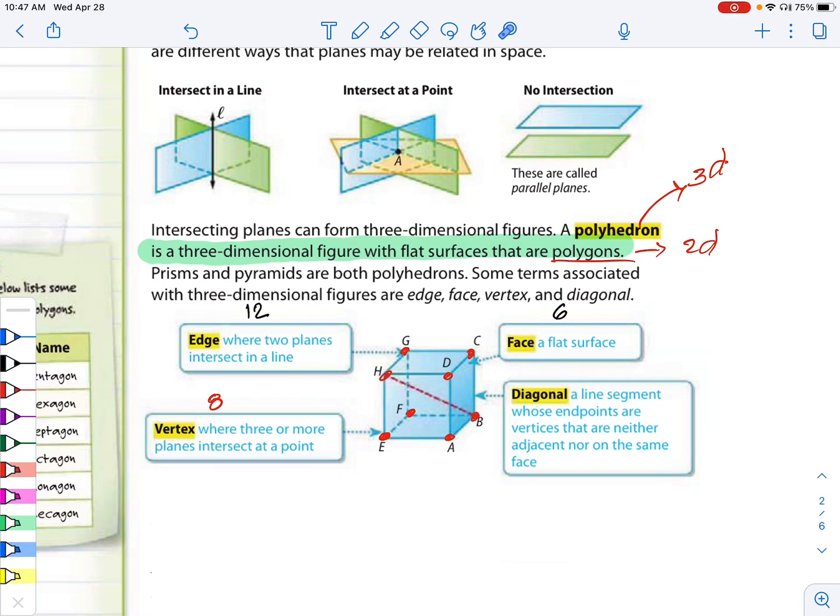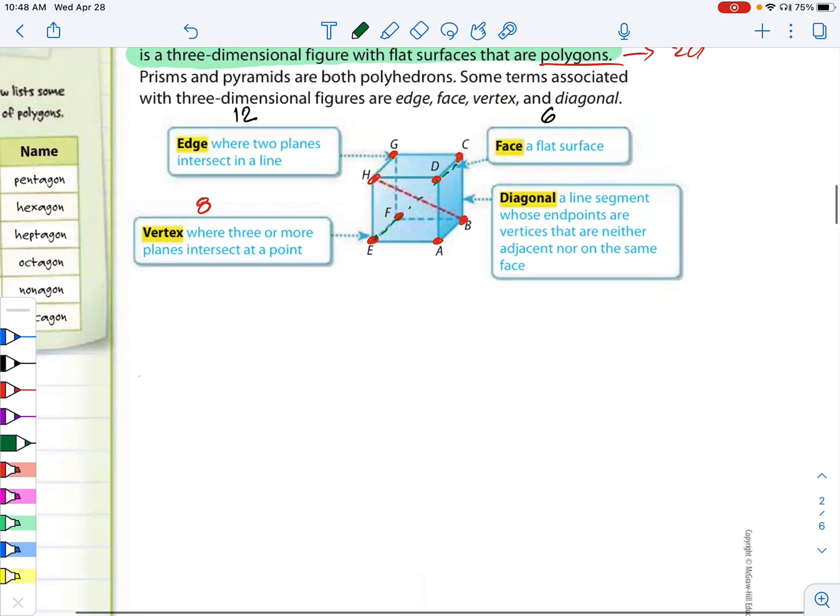Another diagonal, if you want to really look at it, is point C to point D. CE, I'm sorry, is another diagonal that we can use. Now the diagonal can be GA, and so on and so forth. Okay, so those are some definitions.